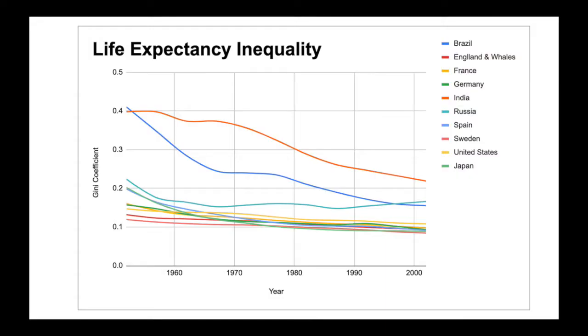For example, Brazil, which in 1952 was the worst place in this ranking, sees its coefficient decrease from 0.42 to 0.18. India's also decreases from 0.4 to 0.22. And the rest of the countries also see decreases, but to a lesser extent, which is reasonable considering that they already had lower coefficients in 1952.